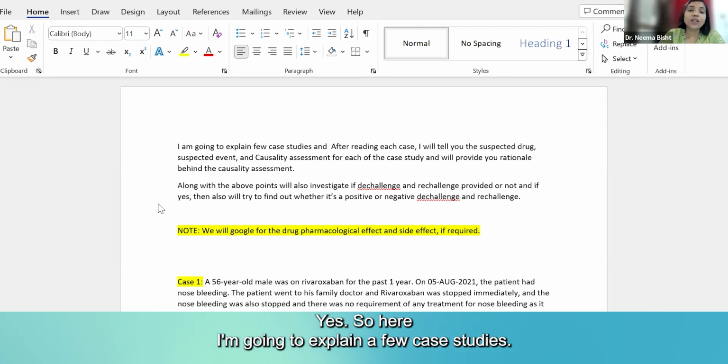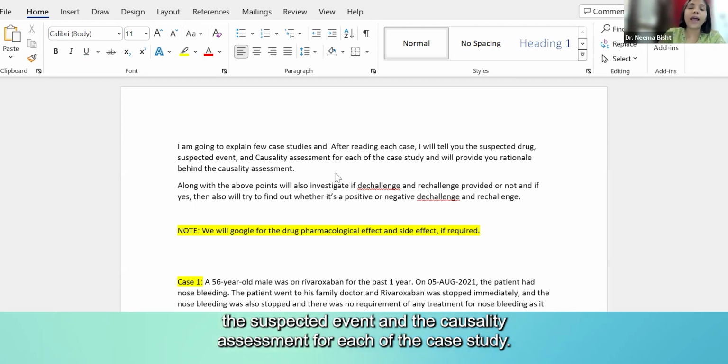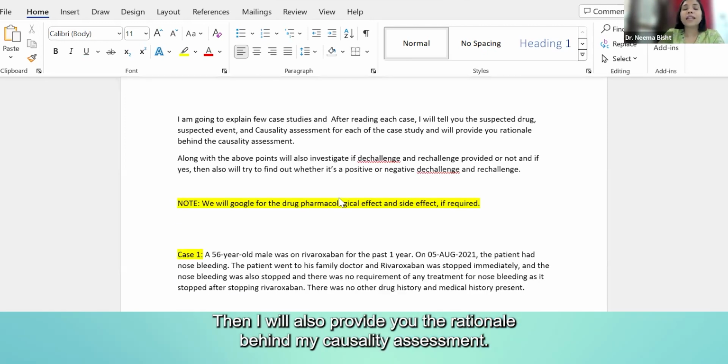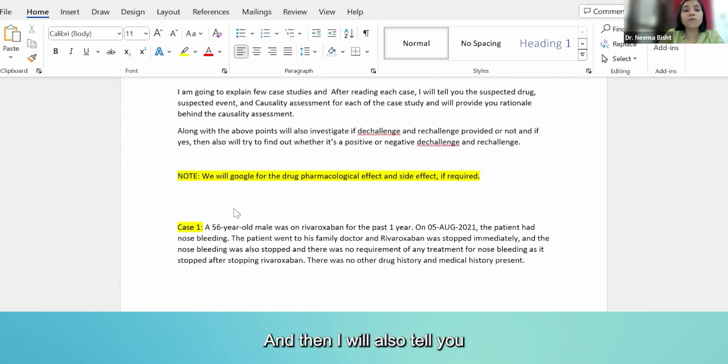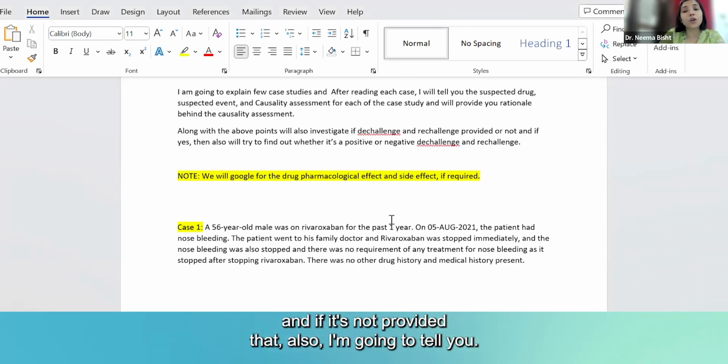Yes. So here I'm going to explain a few case studies, and after reading each case, I will tell you what the suspected drug, the suspected event, and the causality assessment are for each case study. Then I will also provide the rationale behind my causality assessment, and I will tell you what the Dechallenge and Rechallenge are in these examples, and if they are not provided, I'm going to tell you that also.